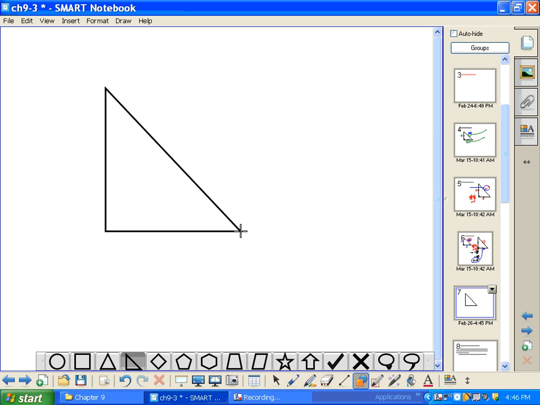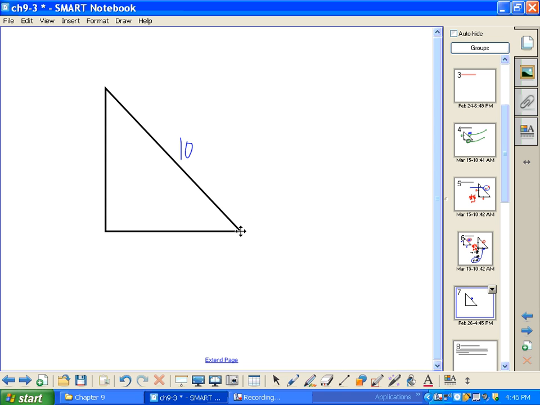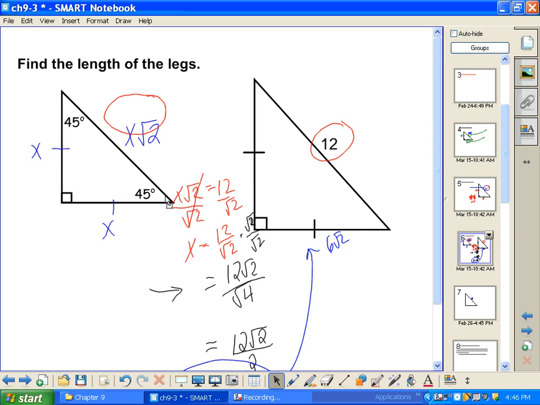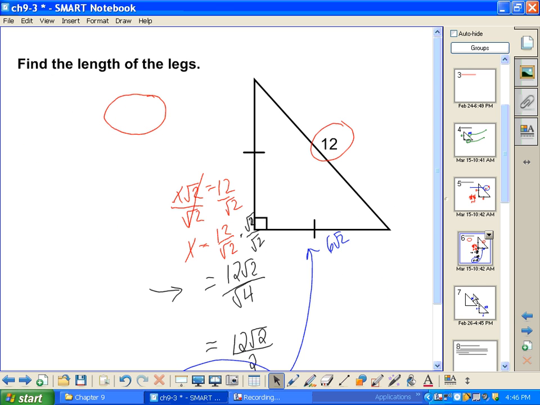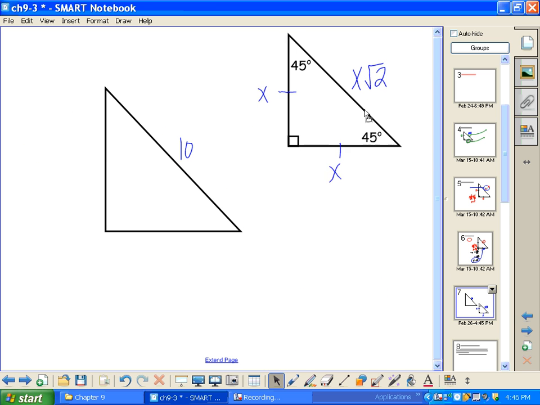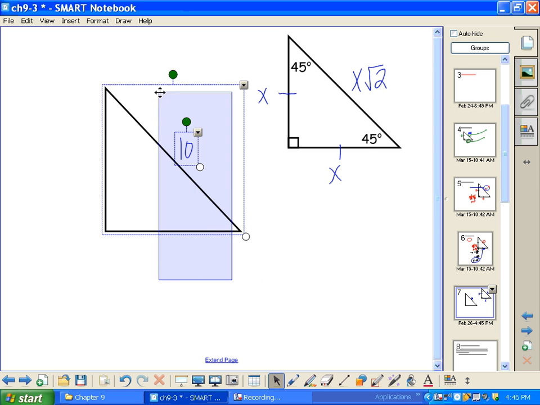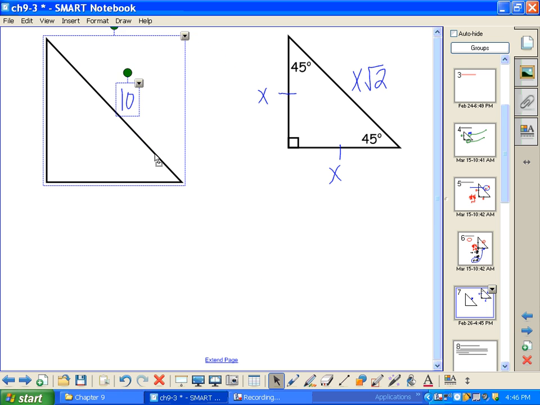There we go. That looks a little bit better. Okay, so let's say our hypotenuse is 10. We're going to have our hypotenuse be 10. We grab the formula triangle. And what we need to do now is solve for the length of the legs.